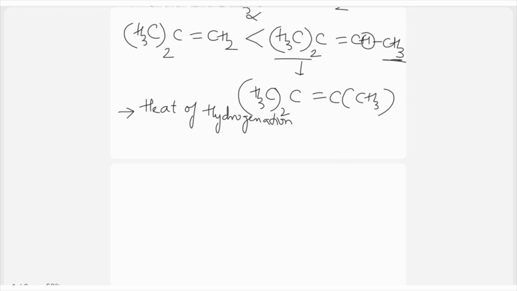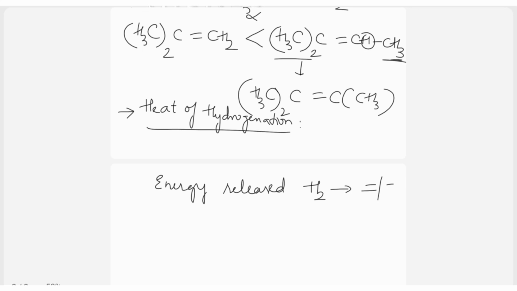So it is mainly calculated according to the heat of hydrogenation. Now what is heat of hydrogenation? It is the energy that is released when we add hydrogen molecule to any unsaturated compound. So whenever you are adding hydrogen molecule to any double or triple bond, the energy that is going to be released, because it's an exothermic process, such energy is called heat of hydrogenation.